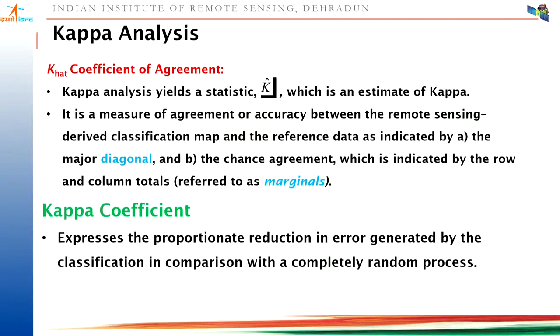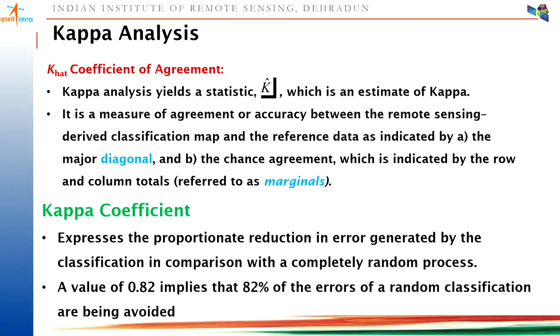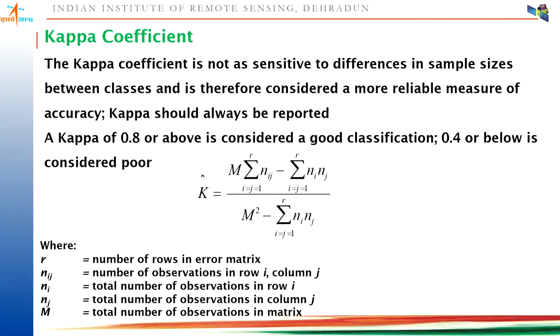There is another method of accuracy assessment, that is the kappa coefficient. You must all have heard about this kappa coefficient. The kappa coefficient expresses the proportionate reduction in error generated by a classification in comparison with a completely random process. Kappa analysis yields a kappa statistic, which is an estimate of kappa. It is a measure of agreement or accuracy between the remote sensing derived classification map and the reference data, and the formula for kappa is this.